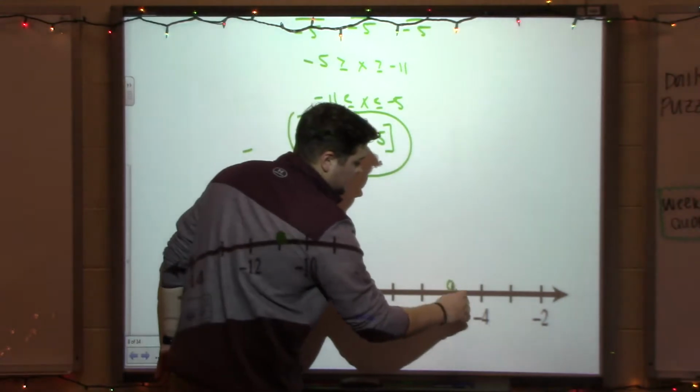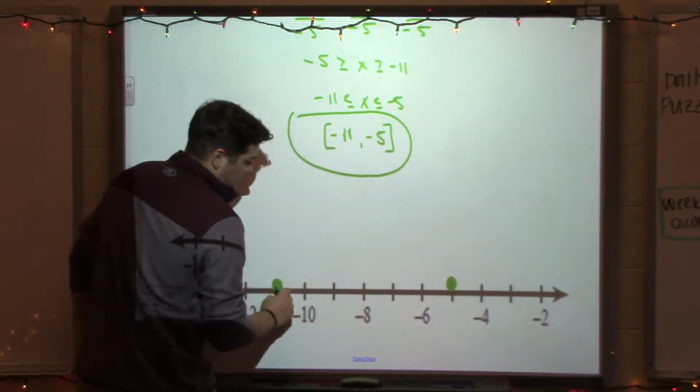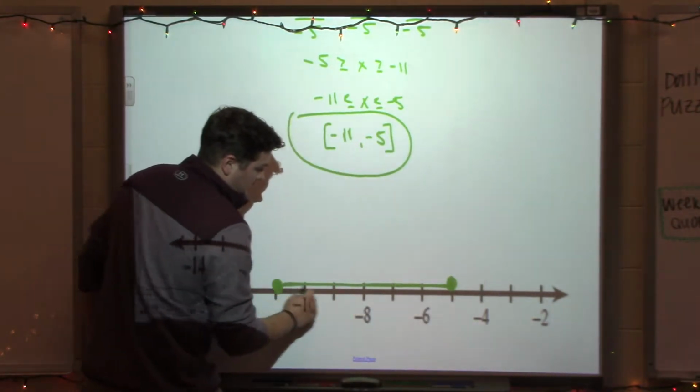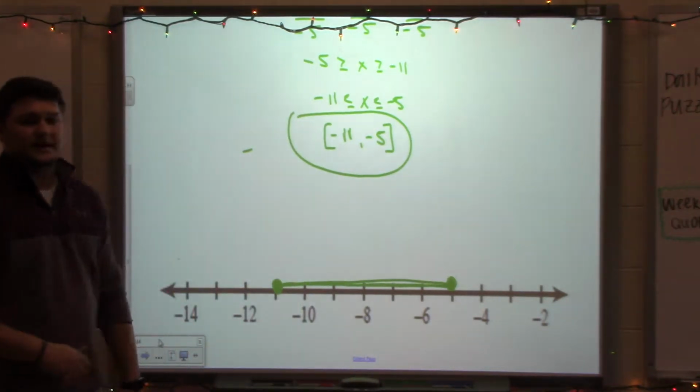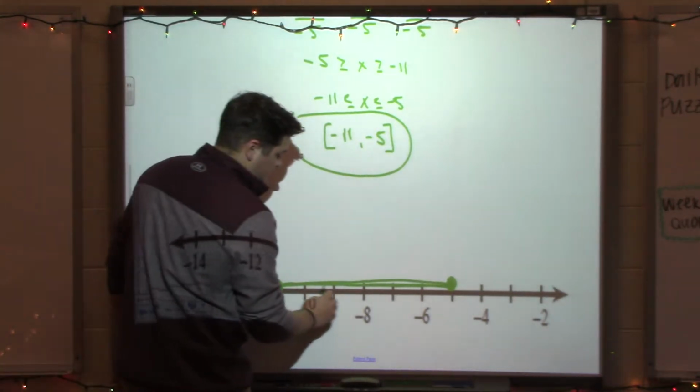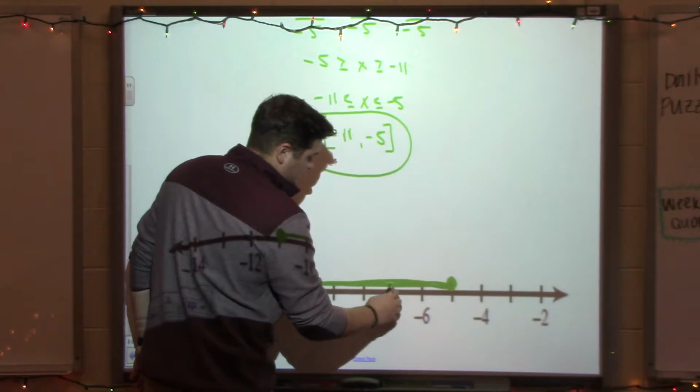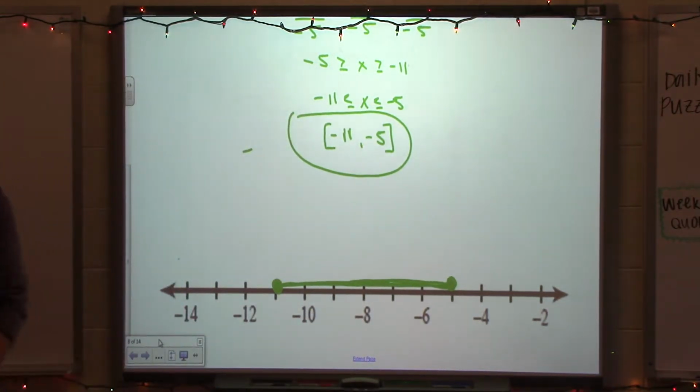And then I'm going to shade in between them. So I know I'm going from negative 11 to negative 5. Shaded a little better than me. It's fine. Okay? Any questions? That's not too bad, is it? Should we try another one?